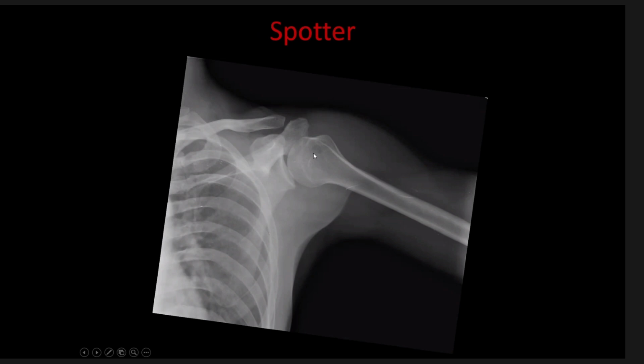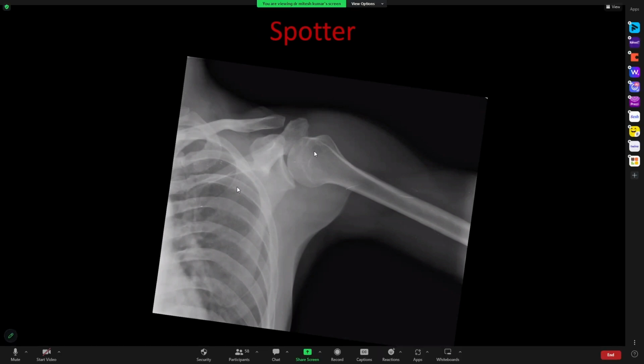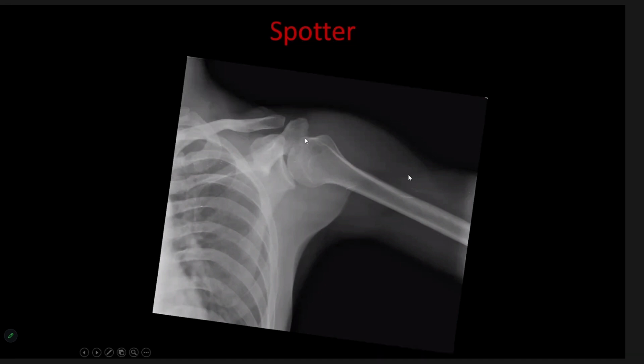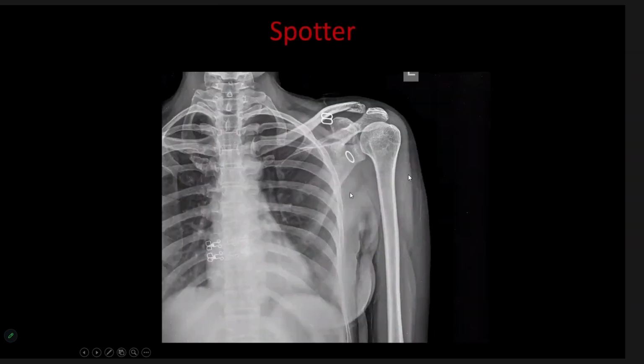No, this is something else. Leave it. This is the main pathology. Step-like defect in the superior and lateral aspect of the humeral head. Hill-Sachs defect. Next X-ray.